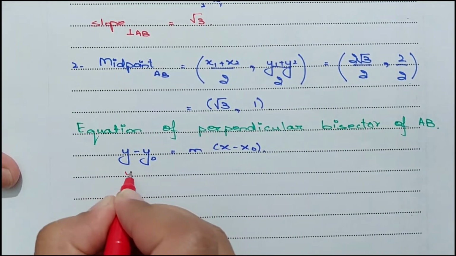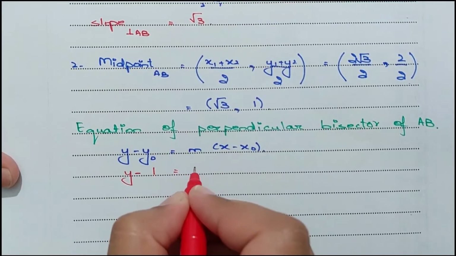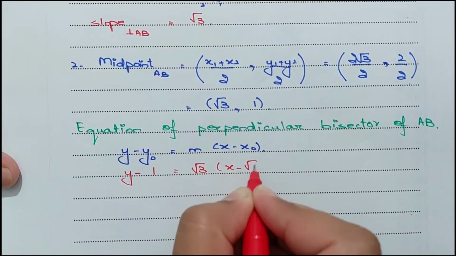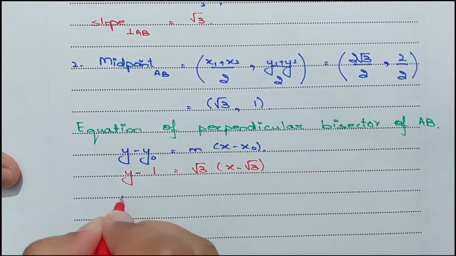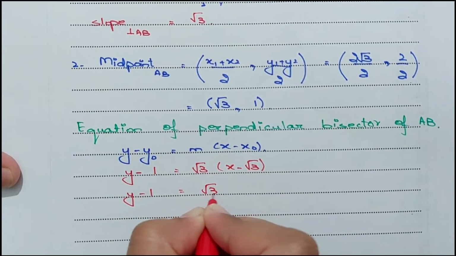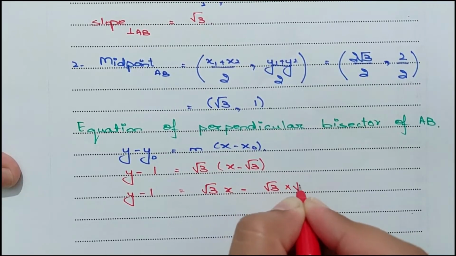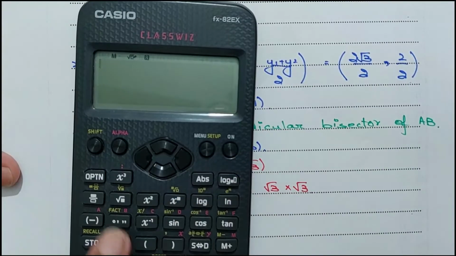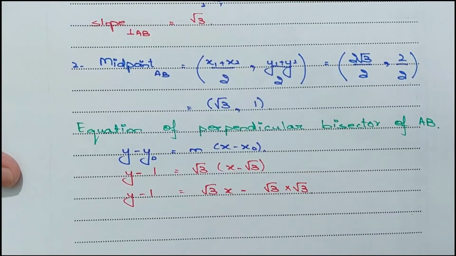So we can say y minus y naught is 1, m is the slope, which is root 3, and x minus x naught is root 3. So let me simplify this side. y minus 1 is as it is, which is root 3 times x minus root 3 times root 3. So root 3 times root 3 is basically 3. Let me show you guys. Root 3 times root 3 is just 3.